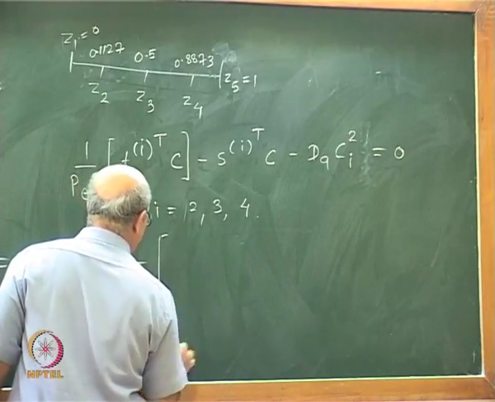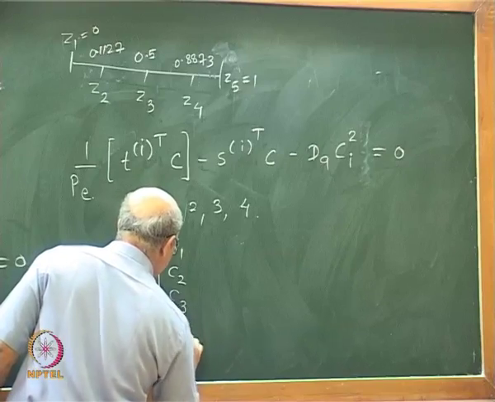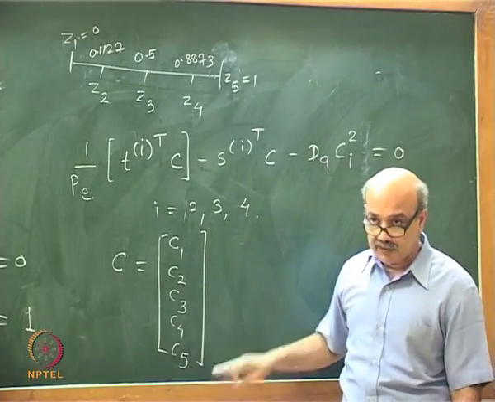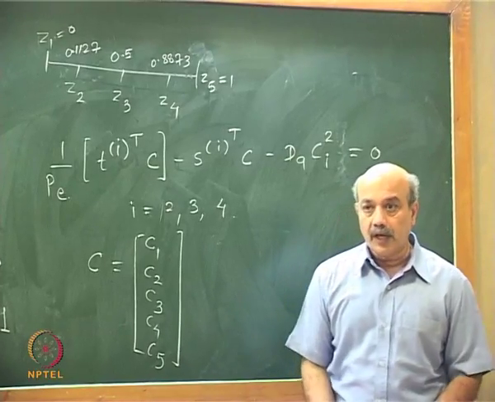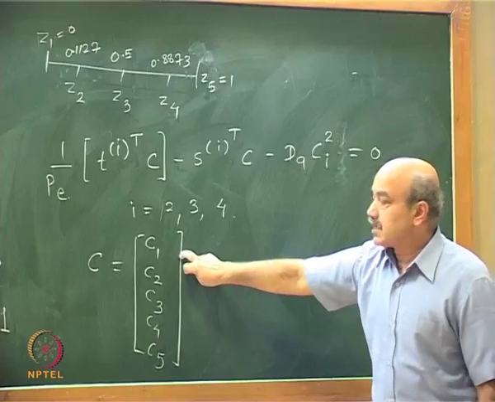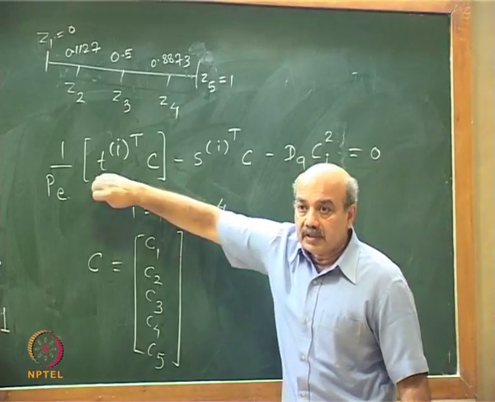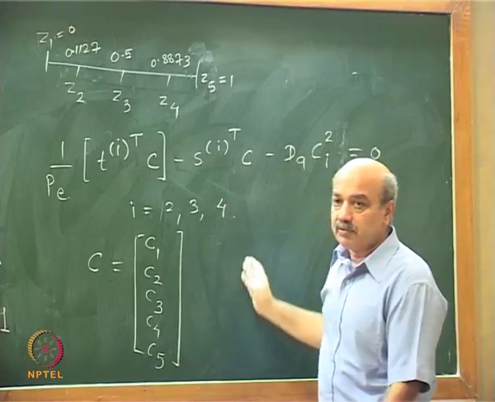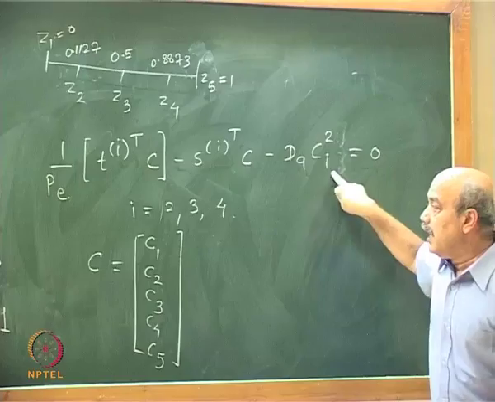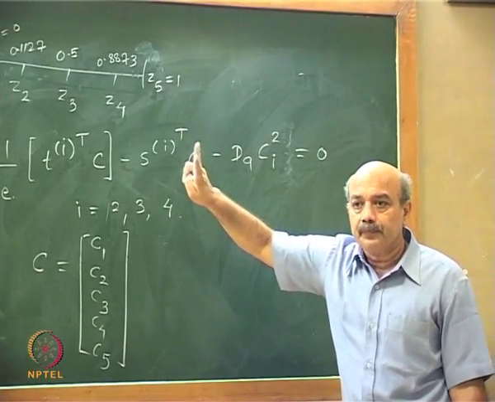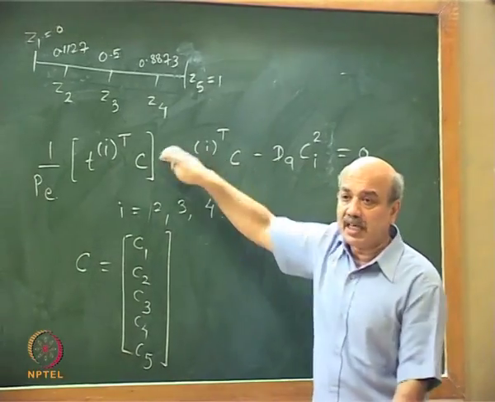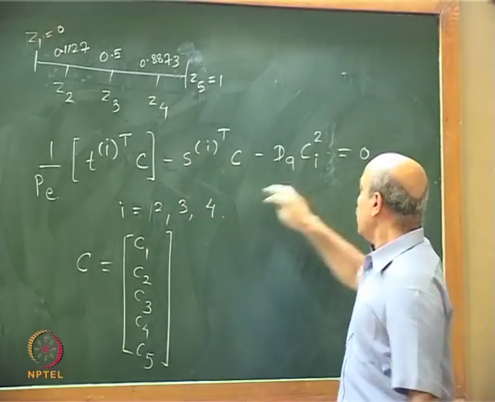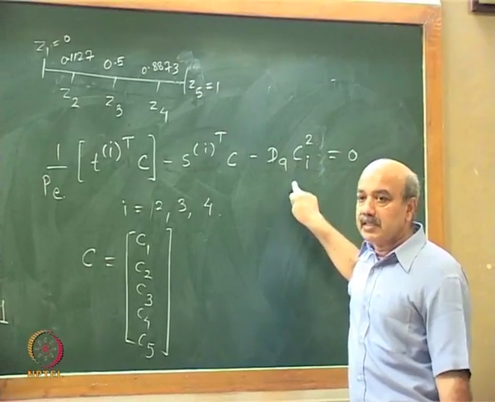What is the C vector? The C vector consists of C1, C2, C3, C4, and C5. So this row times C1 through C5, plus this row times C1 through C5, plus Da C2 square when i equals 2. Second row, here you choose the second row from the matrices. When you choose i equal to 3, you choose the third row from the S and T matrices, and you get Da into C3 square.